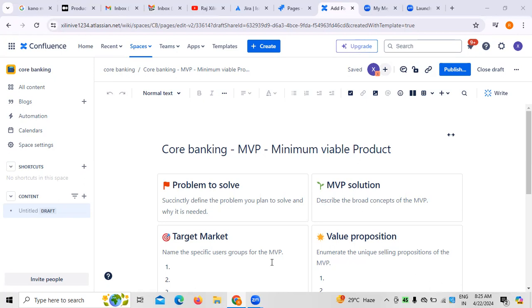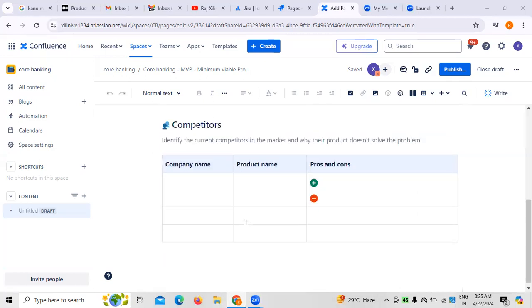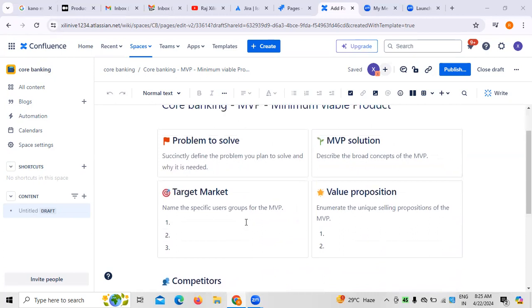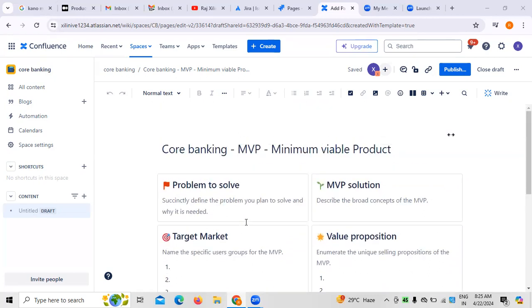Especially when we are connecting Jira with Confluence, we have multiple templates available for different purposes: sprint planning, sprint review, design decisions, and even MVPs. Here we are going to discuss the MVP part, and how it is to be created. Here we need to mention the kind of problem, what is to be solved. So we need to define the problem.